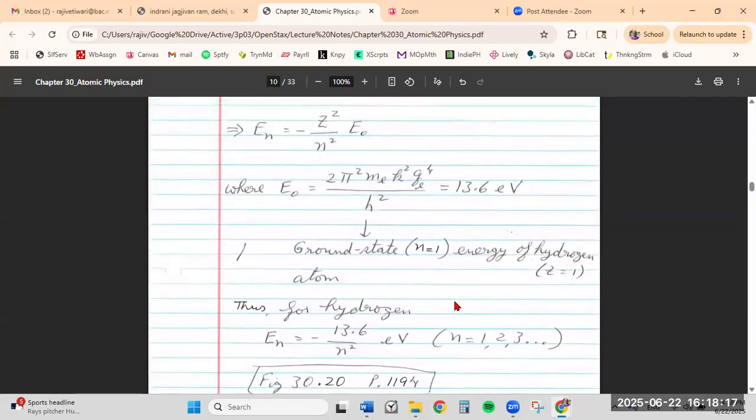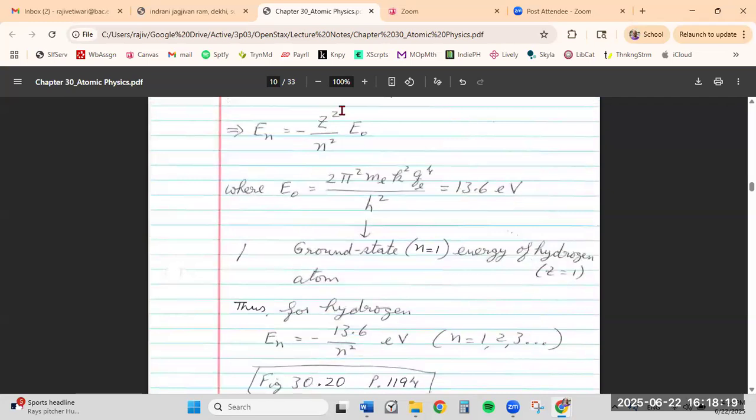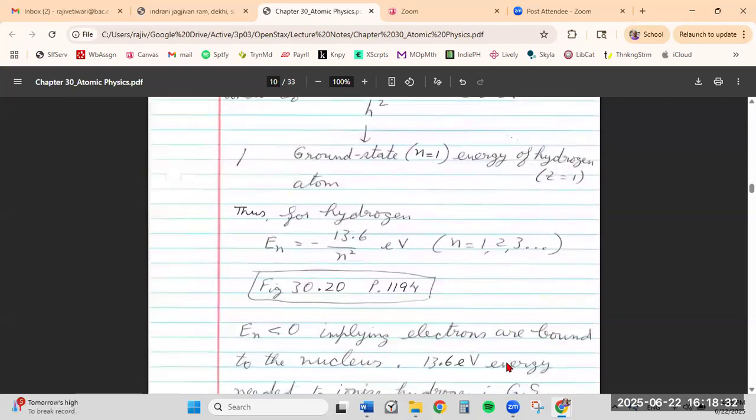So for hydrogen atoms, Z is 1, and therefore the various energy levels of the hydrogen atom are given by this equation, negative 13.6 over n squared. So again, n equals 1 would correspond to the ground state, and then the larger values of n are different excited states. The first excited state will have n equals 2, the second excited state will have n equals 3, and so on.